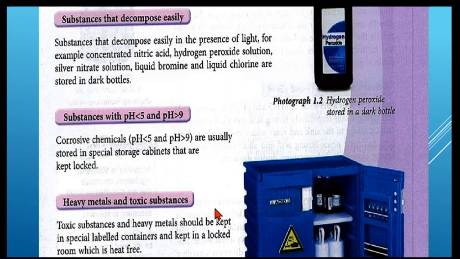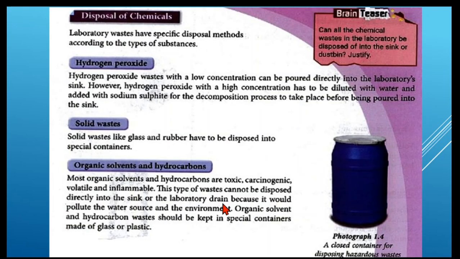Heavy metal and toxic substance should be kept in special label container and kept in locked room which is heat free. Okay, selalunya heavy metal, toxic substance, heat free yang paling penting lah. Okay, so itu adalah penyimpanan, storage of the chemicals. How about the disposals of chemicals?